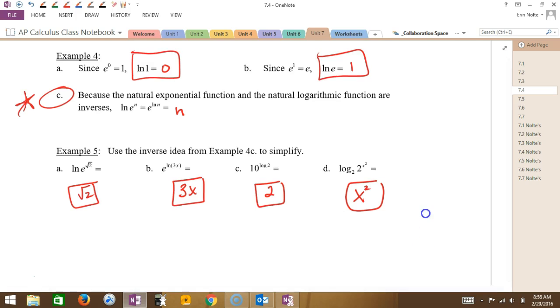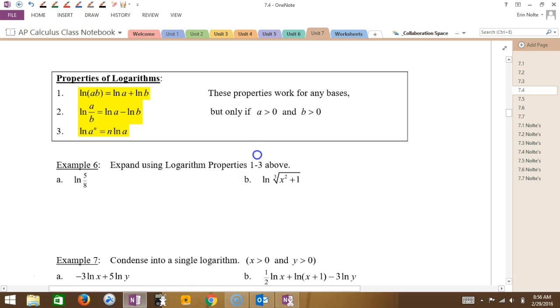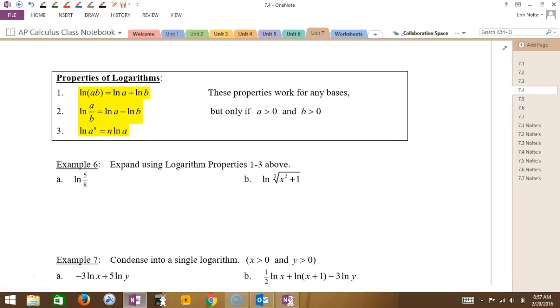Okay. All right, do you guys remember the 3 properties of logs? Okay, the first one is, take a close look at this because they're going to try to trick you on the assignment. So take a very close look. We have the natural log of a times b, and the expanded form of that is the natural log of a plus the natural log of b.